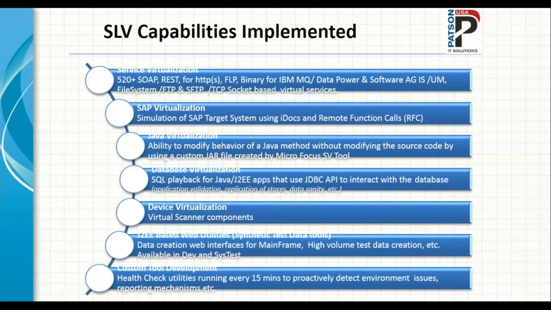So we did that. We did something called Java virtualization. What Java virtualization is, is the ability to modify the behavior of any particular method within your Java code. So let me give you an example. We were asked to do performance testing. I mean, one of the performance testing teams came to us to solve this problem.